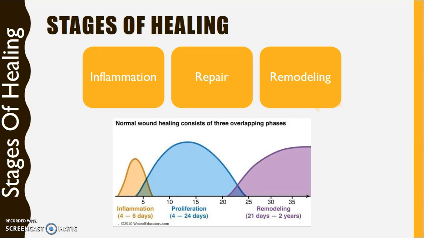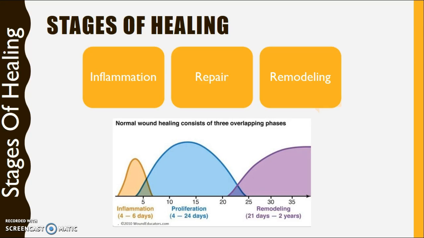The second stage of healing is repair, and this is where the wound begins to form new healthy tissues. But for the new healthy tissues to be formed, there must be a sufficient supply of oxygen as well as nutrients. So as seen on the graph and on the blue bit of the graph, the repair stage takes 4 to 24 days.